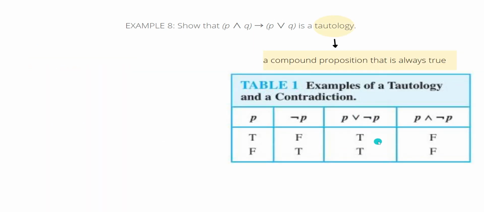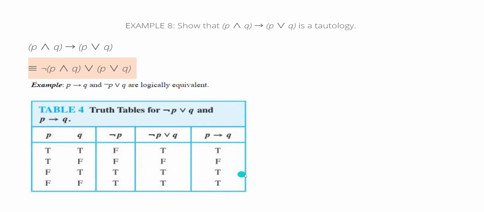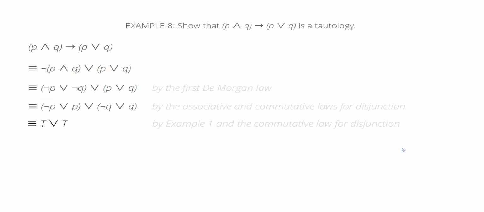this truth table. Now let's get back to that. In the last line we have T or T, which should be true, because for or, if either one of them is true, the end result will be true. And that proves that P and Q implies P or Q is a tautology.